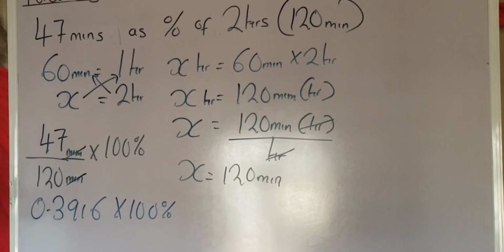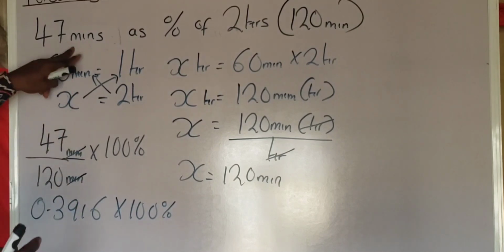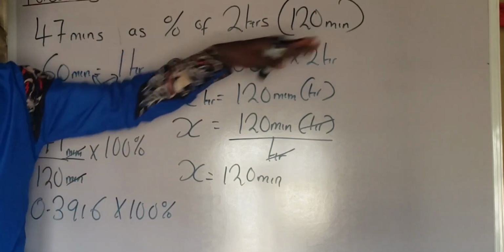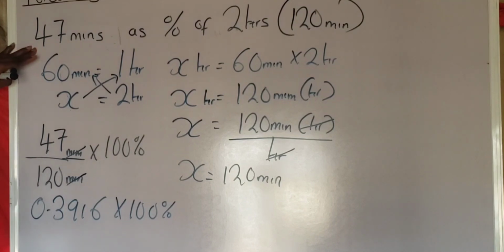Now I want you to pay attention. Anytime you are expressing a quantity as a percentage of another quantity, you make sure that the quantity that you are expressing as a percentage of another quantity must be at the numerator. I'm expressing 47 minutes as a percentage of 2 hours. First, I convert that 2 hours to minutes so that the unit will be minutes and minutes. Then after that, the one that I'm expressing as a percentage of another will be the numerator, and that is 47. So 47 divided by 120 multiplied by 100. That's how I got this.